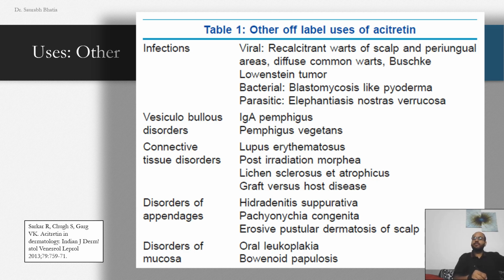These are some other uses, so we'll quickly go through them. Remember, all you have to do is just remember the headings. So, infections, vesicular disorders, connective tissue disorders, appendageal disorders, mucosal disorders. These include recalcitrant warts of scalp, Buschke-Lowenstein, blastomycosis, elephantiasis nostras verrucosa. Vesiculobullous include IgA pemphigus, pemphigus vegetans, CTDs like lupus erythematosus, post-irradiation morphea, graft versus host disease, appendageal disorders like HS, pachyonychia congenita, erosive pustular dermatosis, disorders of mucosa like oral leukoplakia, bowenoid papulosis.